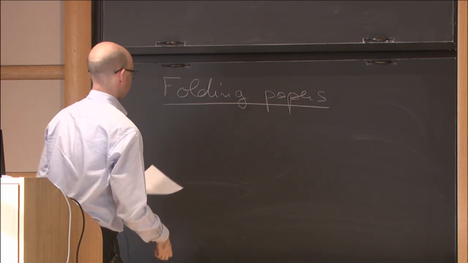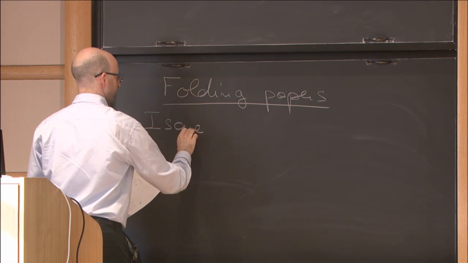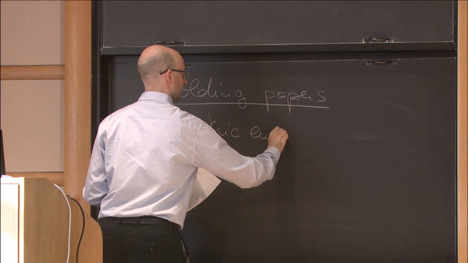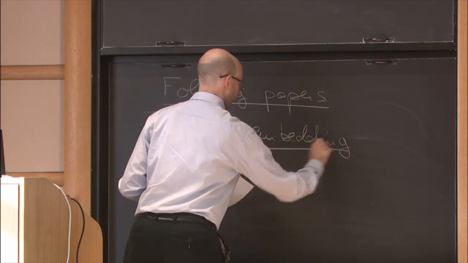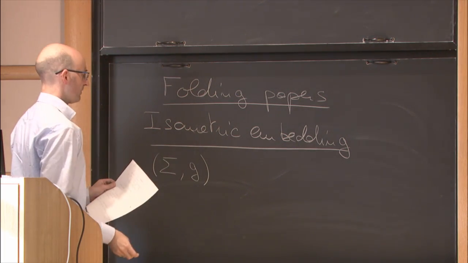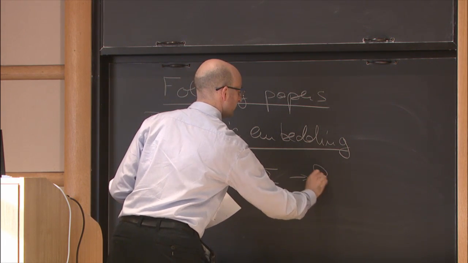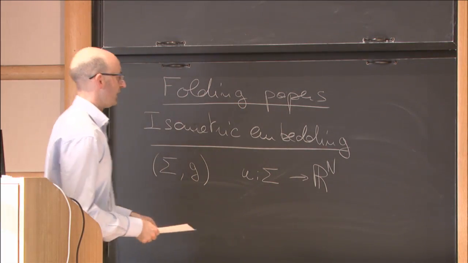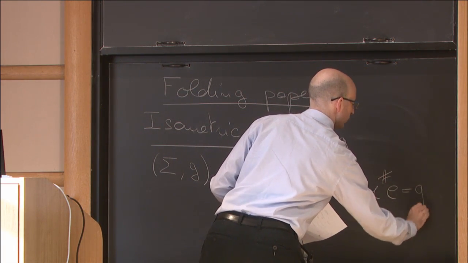Okay, so a classical problem in differential geometry, and this is the classical problem that made, I think, Nash very famous, is the so-called isometric embedding problem. And so we are imagining that we have a Riemannian manifold (Σ, g), which is smooth, and we are looking at maps u from Σ into a Euclidean space, which are immersions or maybe embeddings, and which pull back the standard Euclidean metric to your metric g.